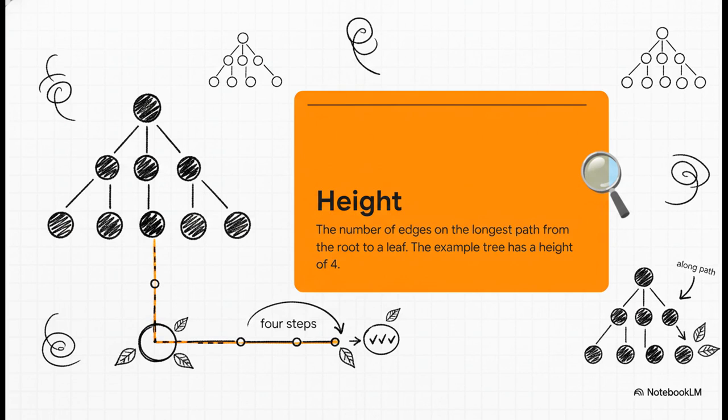So how do we measure how big a tree is? Well, one of the key ways is its height. The height is just the number of steps or edges on the longest possible path you can take from the root all the way down to the most distant leaf. For this tree, that longest path has 4 steps, so its height is 4.